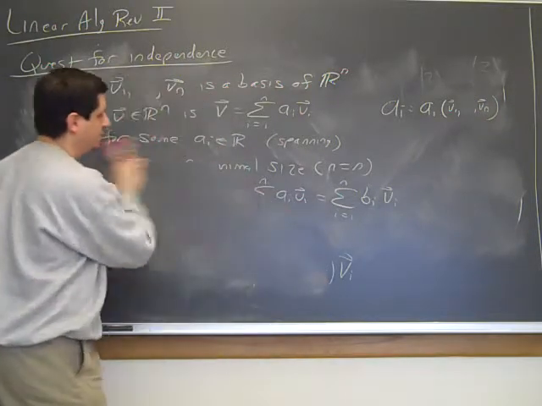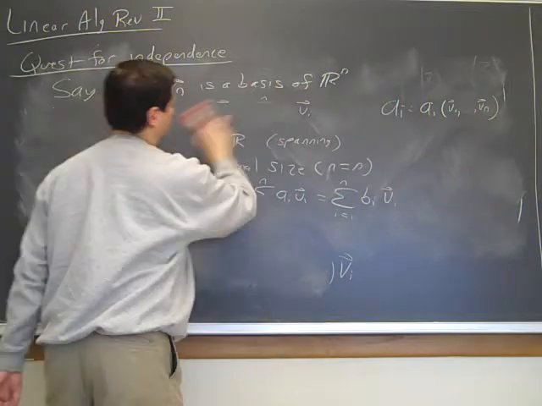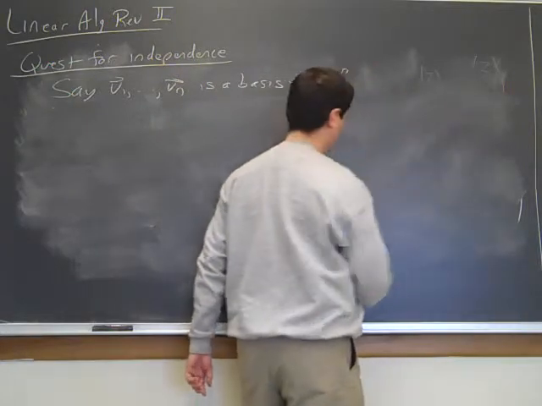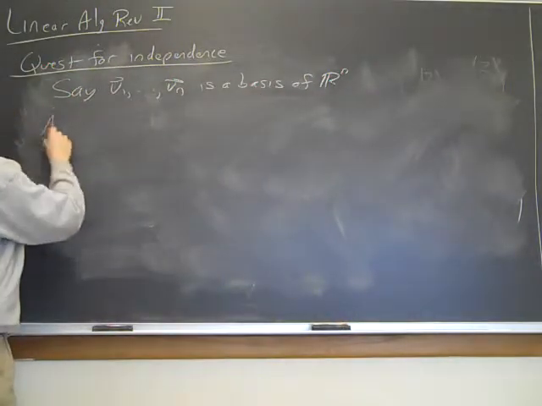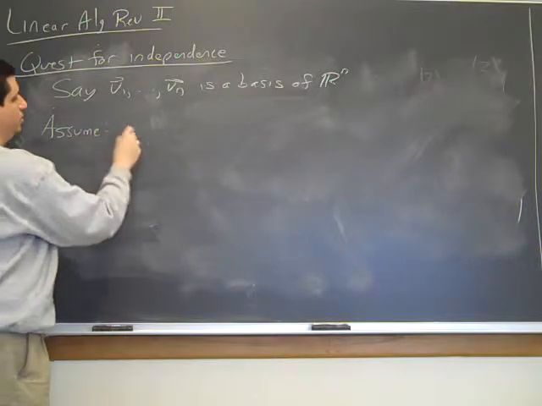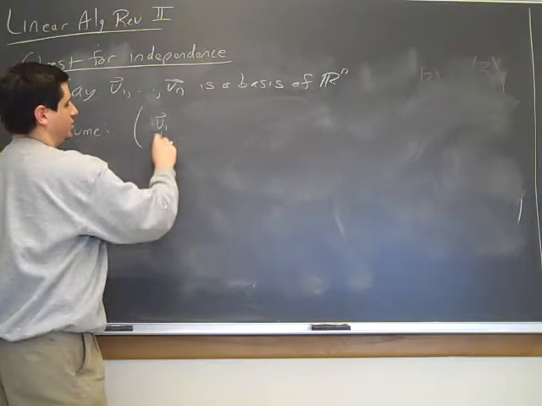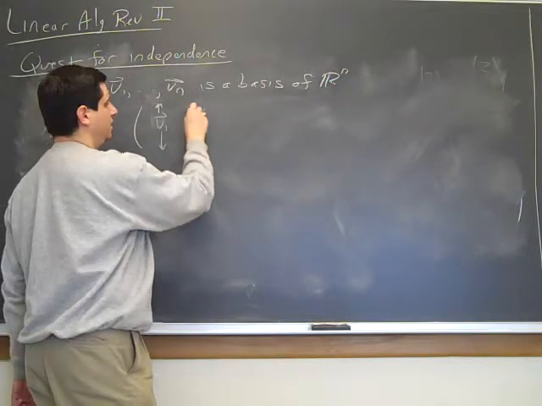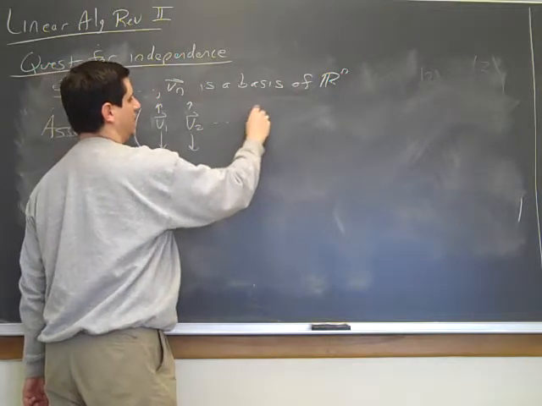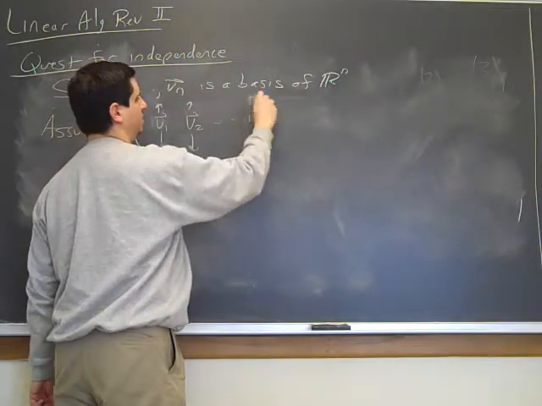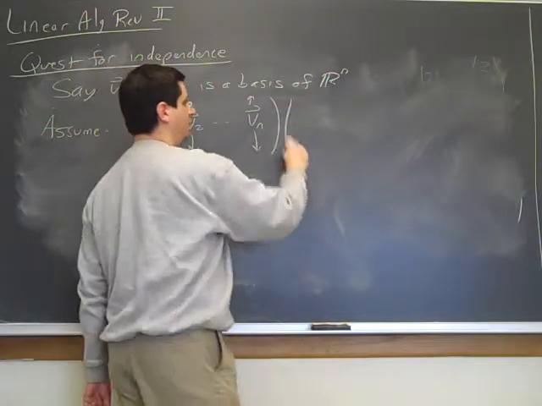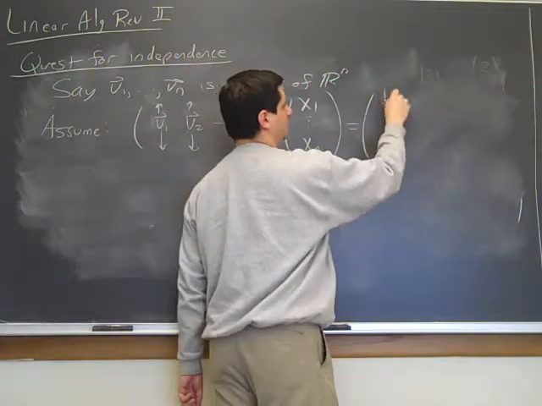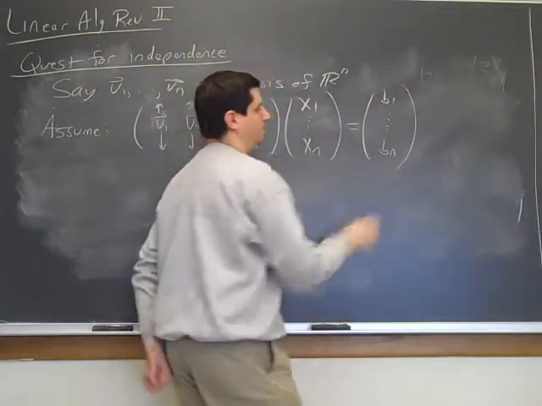So what is the relation between this? Let's keep this one line on the blackboard, because we need the space. So assume we have the following equation. I'm going to make a matrix. The first column is going to be V1. The second column is going to be V2. And then the last column is Vn. And then I want to solve x1 through xn equals b1 through bn.